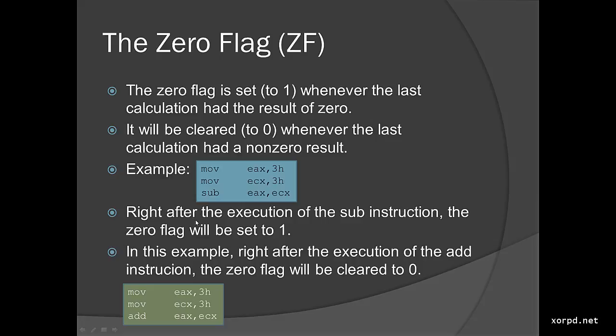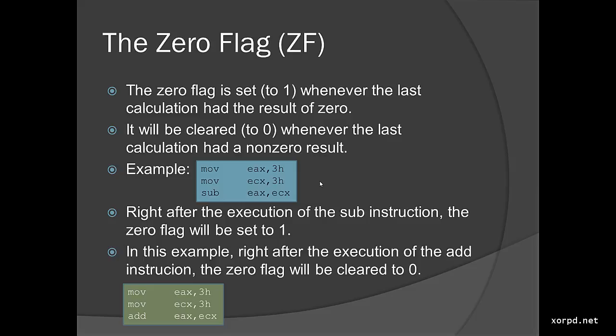Let's look at an example. We have those 3 instructions, move, move, and sub. The first one moves 3 into EAX, the next one moves 3 into ECX. Those first two instructions have no effect at all on the zero flag, because they are not calculation, they are about data transfer. And then we have this last instruction, sub, which subtracts the values of EAX and ECX. It actually calculates 3 minus 3, and the result is 0. Therefore, right after the execution of this sub instruction, the zero flag will be set to 1.